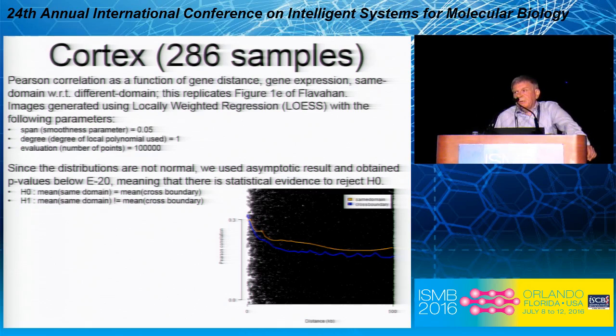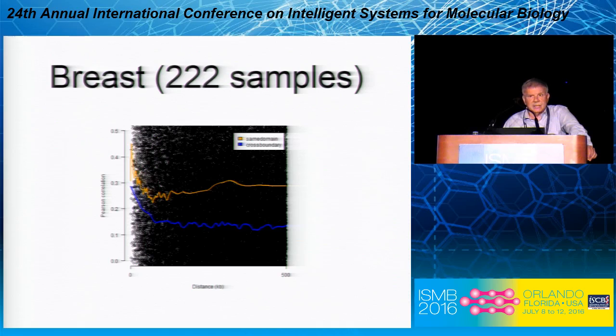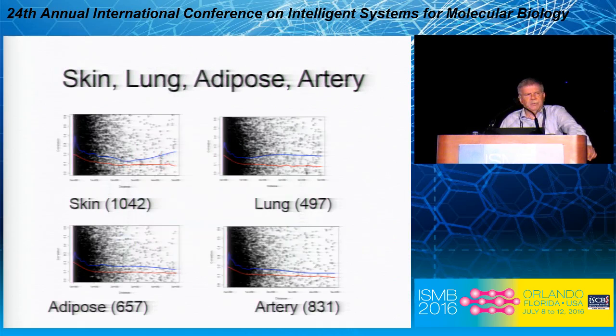So what we did was first to replicate the result of Flanagan. This is one figure taken from their paper, where we show that for the particular kind of tissue that they have been selecting, the correlation of the same domain is higher than the correlation of different domain. But of course, we could then use this exact program and change the tissue, and therefore do the same exact evaluation for different tissues. We did it for breast cancer, where this phenomenon is more visible. We did it for other tissues, such as skin, lung, adipose, and artery.